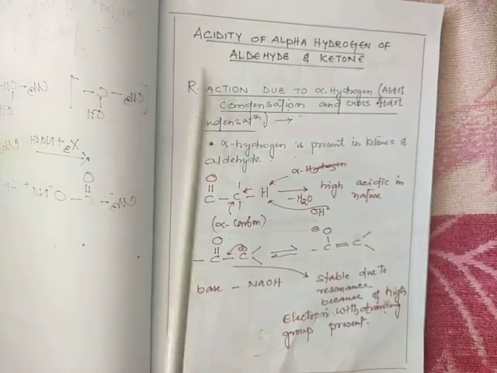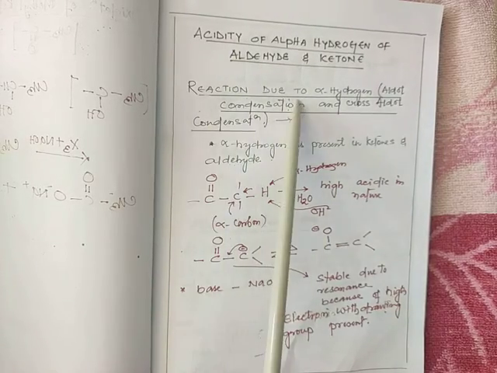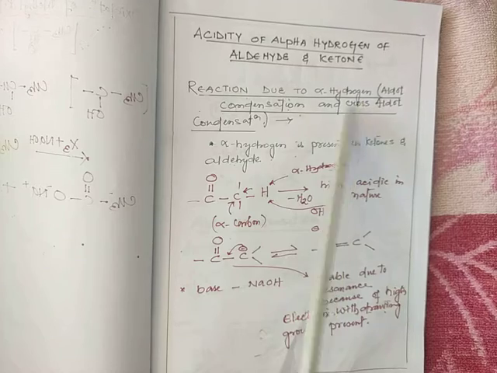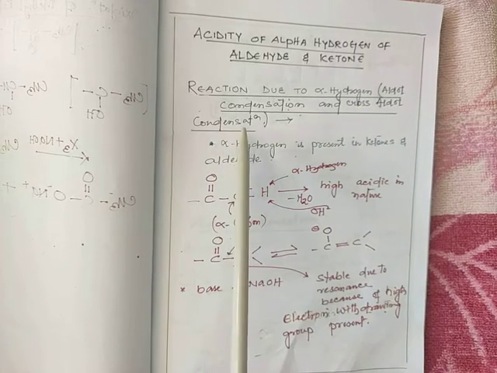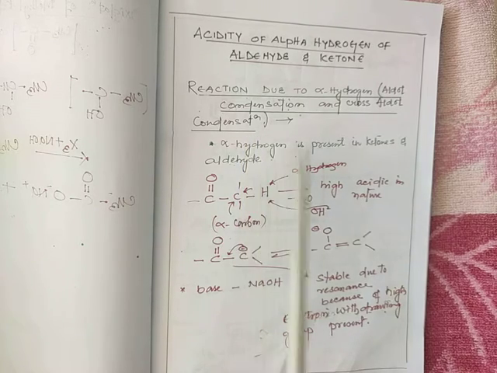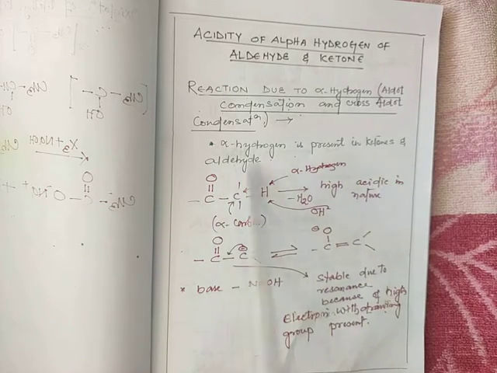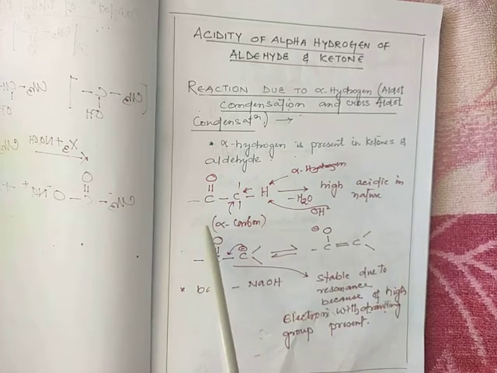Now next is the acidity of alpha hydrogens of aldehyde and ketone. So reactions due to alpha hydrogen are what? Aldol condensation and crossed aldol condensation. So this is important. Now here alpha hydrogen is present in ketone and aldehyde. Now we just see the compound.